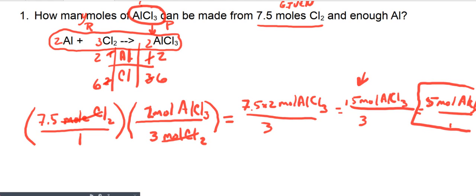5 moles of AlCl3 will be made from 7.5 moles of chlorine with a reasonable amount of aluminum. We could figure that out as well now that we have the moles of chlorine. But for our purposes right now, our answer is 5 moles of AlCl3. That is the first answer.